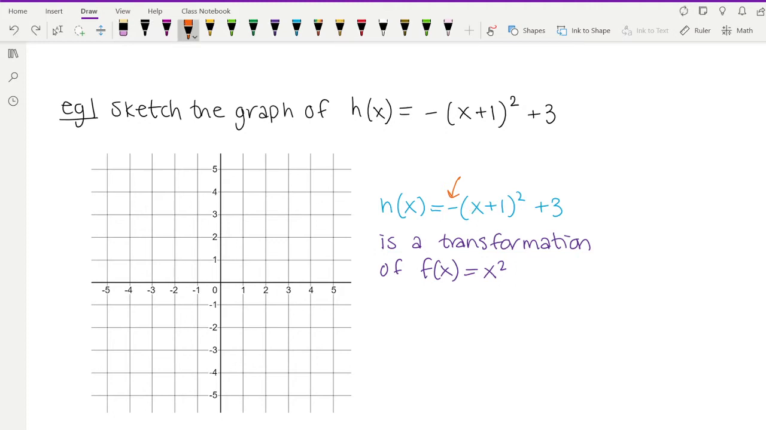So this is going to be a reflection, right? Because it's a negative sign, and it's going to be a vertical reflection because it's not being applied to x, it's being applied to the function as a whole. So a vertical reflection is another way of saying a reflection over the x-axis. So we'll see that when we do this reflection, the y coordinates are going to change and the x coordinates will stay the same. So that's why I'm calling it a vertical reflection.